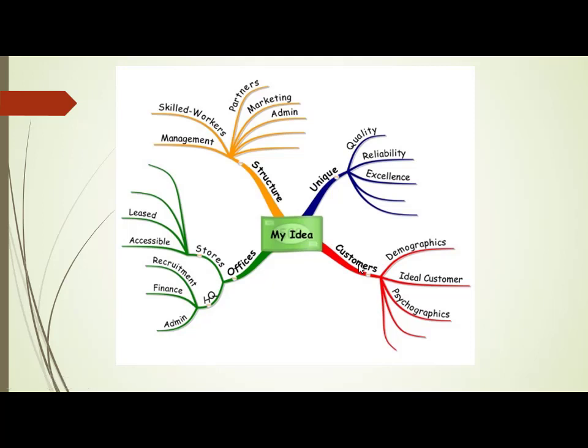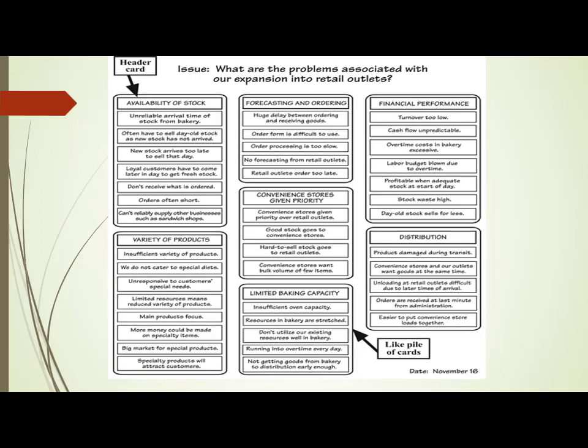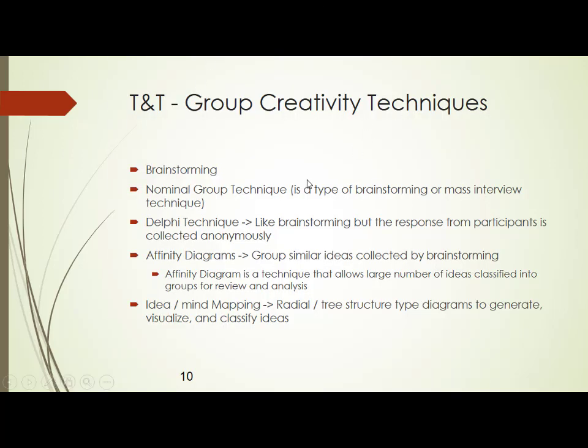But it is not structured, though in some way it is going to give me some clarity about what kind of requirements could be there in my project. So these two are the most important techniques in group creativity techniques: affinity diagrams and idea mapping. Apart from that, you have brainstorming, nominal group technique, and Delphi technique.